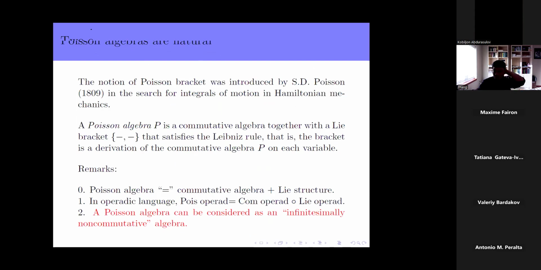All right. So now we move on to the Poisson side. A Poisson algebra is a commutative algebra together with a Lie bracket that satisfies the Leibniz rule. So in some sense, a Poisson algebra is equal to commutative algebra plus Lie structure. If we use operadic language, the Poisson operad is the commutative operad together with the Lie operad. Then in this talk, we want to consider Poisson algebra as an infinitesimally non-commutative algebra. So it is a commutative algebra, but it has a non-commutative structure, which is the Lie structure. So we want to consider the Lie structure as an infinitesimally non-commutative structure. So this is the idea.